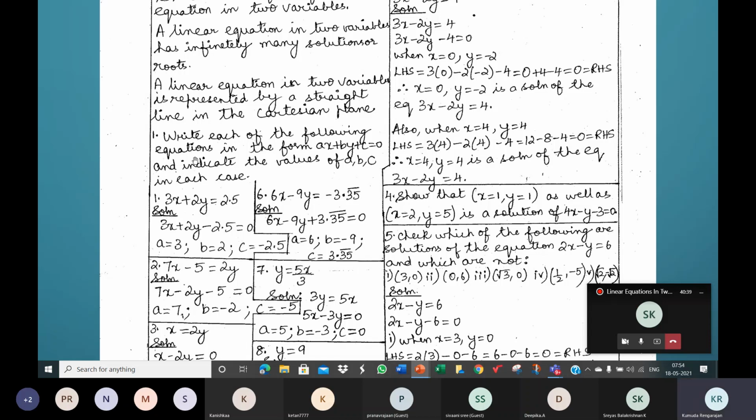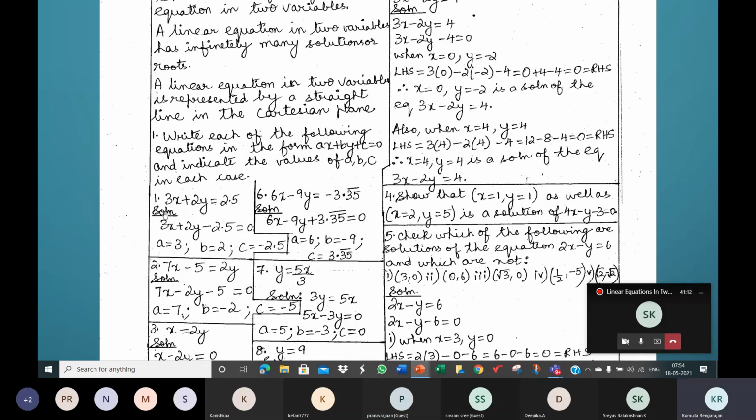All right. So write each of the following equations in the form ax plus by plus c is equal to 0 and indicate the values of a, b, c in each case. Write each of the following equations first in the standard form. In this form, see, they've specified the form. You should not write it like ax plus by is equal to c. You must not have the constant on the other side. You must have all the terms on one side and just 0 on the other side.